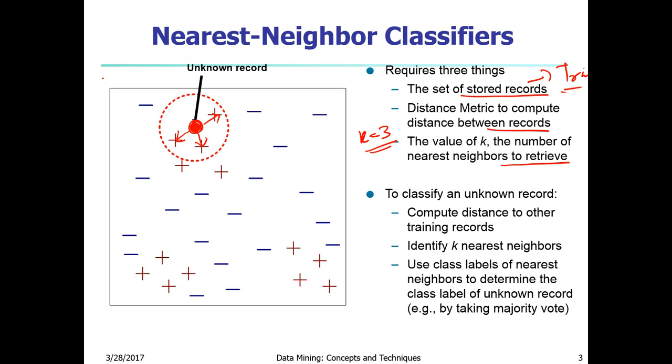That is another important thing that one should find out, and we'll see how we come up with an optimal k. To classify an unknown record, we need to compute the distance to the other training records. We just compute the distance using some sort of distance formula. It could be the Euclidean formula or some other formula.